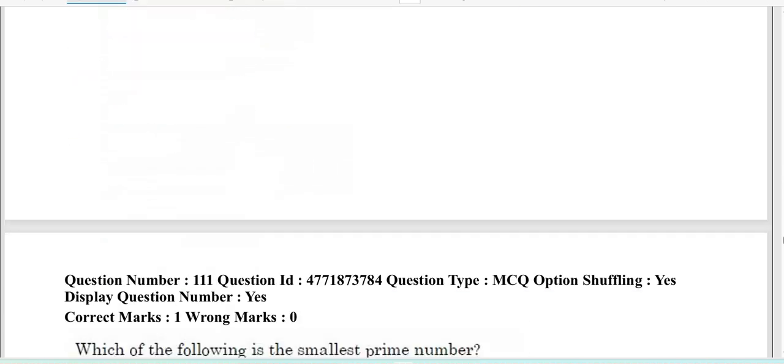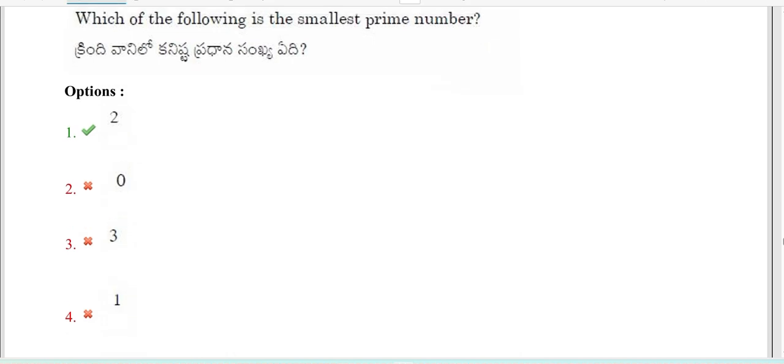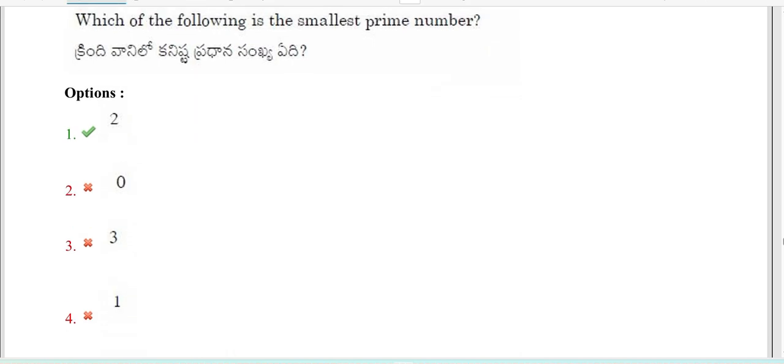And which of the following is the smallest prime number? The smallest prime number is 2. That is the first option, the correct one. And 0 is not a prime, 1 is neither prime nor composite, and 3 is a prime, but it is not smaller than 2. So we go with the first option.